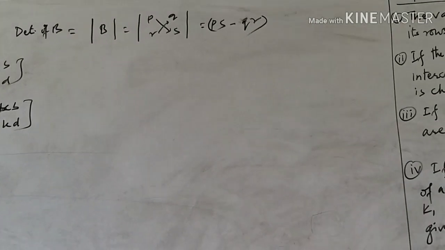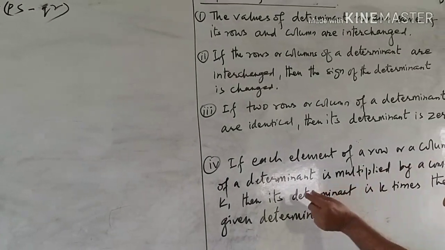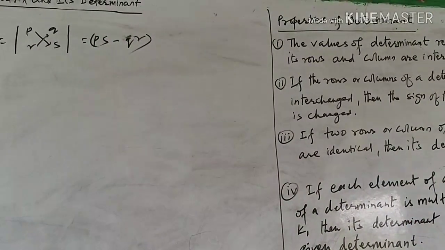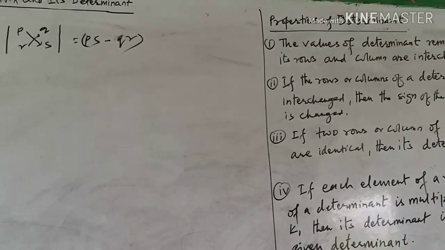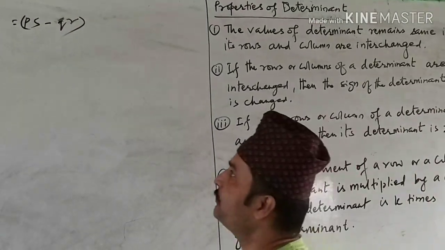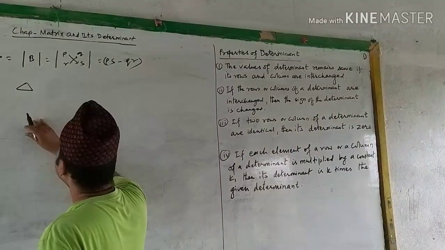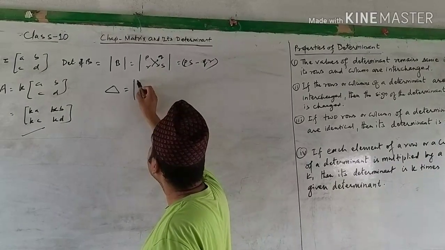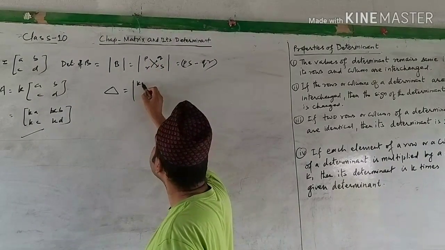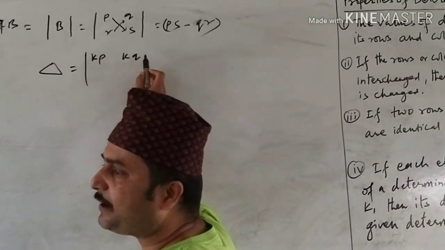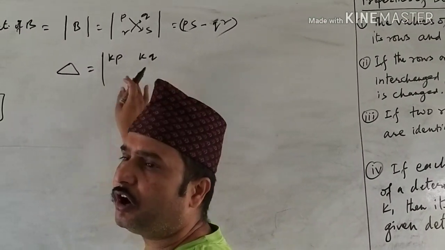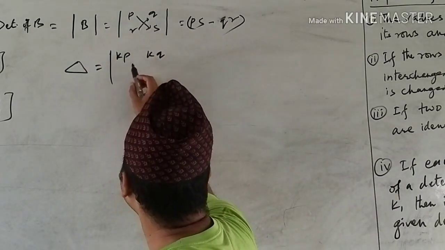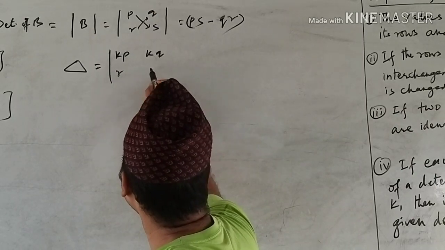Now the fourth property says that if any row or column of the determinant is multiplied by the scalar k, then its determinant is k times the given determinant. Suppose I am multiplying the first row of matrix B by k, so it is kp, kq, and then r and s. Either you multiply the first row or the second row, or the first column or the second column. It makes no difference.